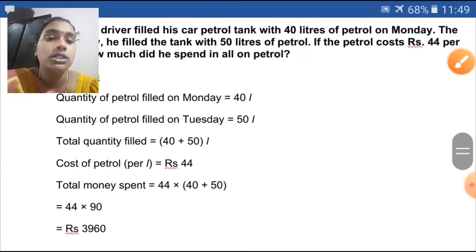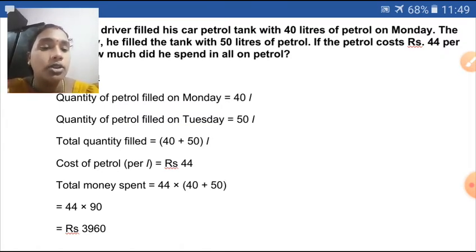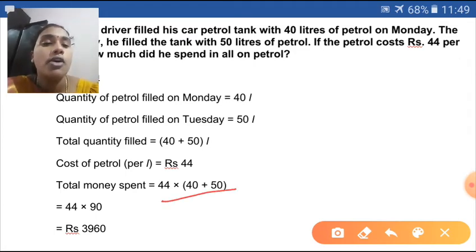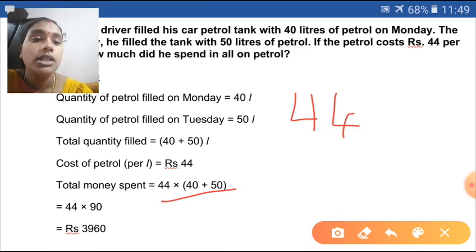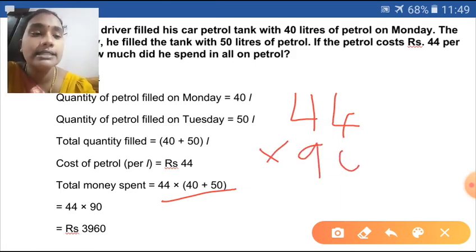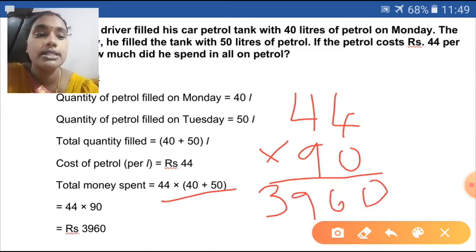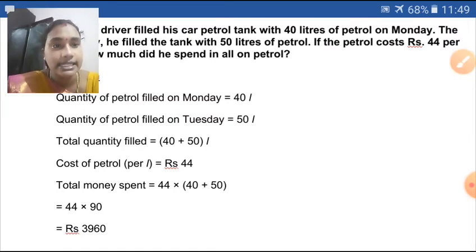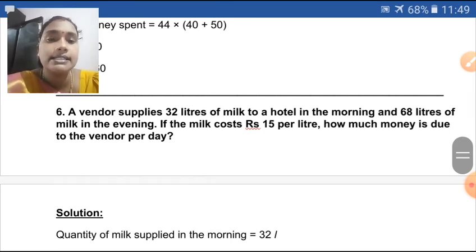Now to find out the total money spent, you just have to multiply it by 44. So which will give you 44 into 40 plus 50. 40 plus 50 will give you 90 and 44 into 90 will give you the answer, which is 3,960 rupees. So did you find out how to do the sum? Yes, very easy sum. Now let us see the sixth sum.